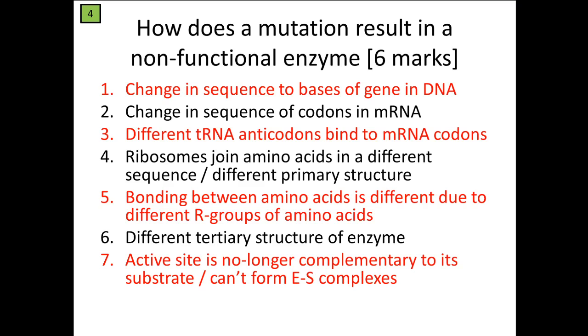So there's 7 ways of getting the 6 marks. You could easily miss out number 2, I guess. But don't forget it's the tRNAs that determine which amino acids are going to be joined, because they're the ones carrying the amino acid. And it's the anticodon-codon pairing that determines which tRNA binds in the first place. So well done if you've got 6 marks. If you haven't got 6 marks, learn it.